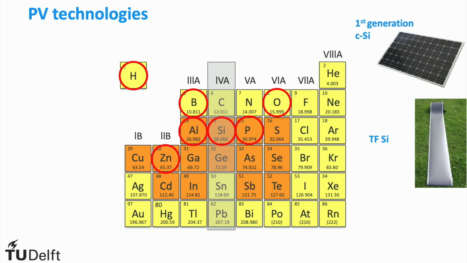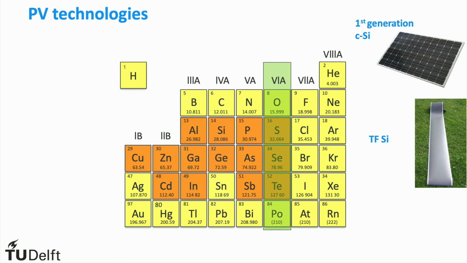Another class of thin film solar cells are the chalcogenide solar cells. The term chalcogenide refers to all chemical compounds consisting of at least one chalcogen anion from group 6 and at least one or more electropositive elements. The chalcogenides are a very large group, but in this course we will focus on the two most important technologies.